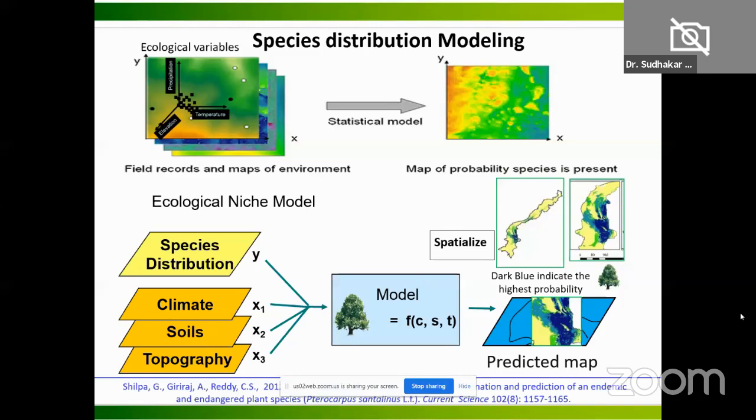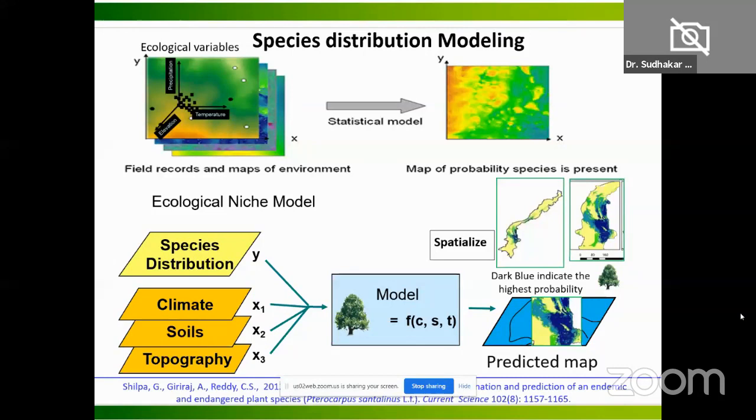Once we have precise location information, and by incorporating the ecological variables, these databases of ecological variables can be accessed freely from the worldclim.org website. There are around 23 ecological variables, all related to temperature, elevation, and precipitation. Once you integrate these 23 ecological variables with the field locations, you can identify the potential distribution of the species.